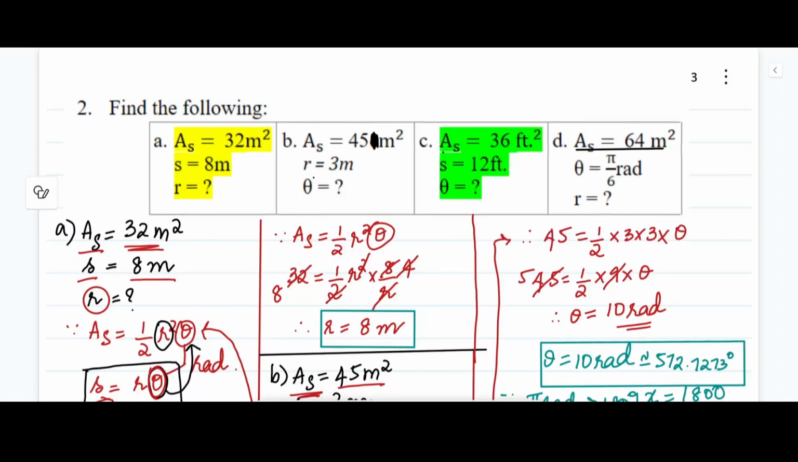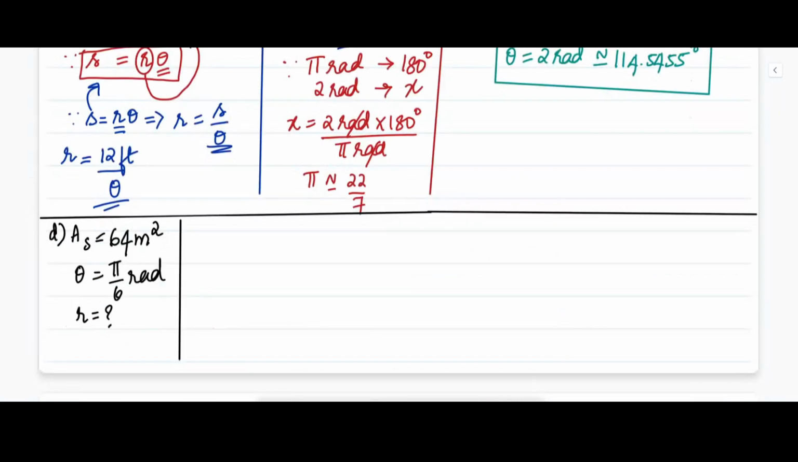The last question, they have given us the value of area of the sector to be equal to 64 meters square and the central angle to be equal to pi by 3 radians. We have to find the value of r. Here we have only the area of the sector. So let us write down the formula for that. Area of the sector is equal to half r square theta. In this formula, theta is always in radians. So they have already given us the area of the sector and theta in radians. So directly when we substitute these values in this formula, we can find the value of radius.